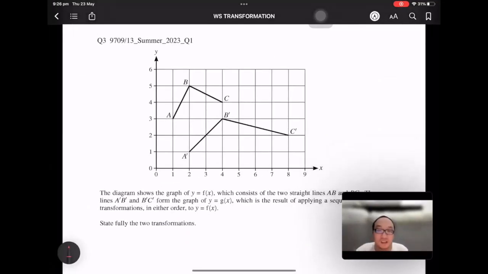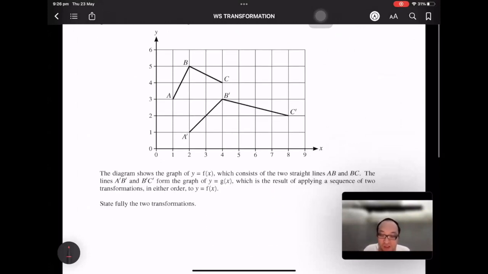Number 3. The diagram shows the graph of y equals f(x), which consists of two straight lines AB and BC. The lines A'B' and B'C' form the graph of y equals g(x), which is the result of applying a sequence of two transformations in either order to y equals f(x). State fully the two transformations. So we have to see the difference between ABC to become A'B'C'. So what can we see?